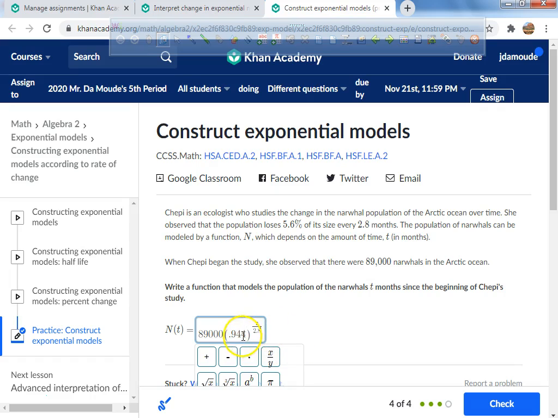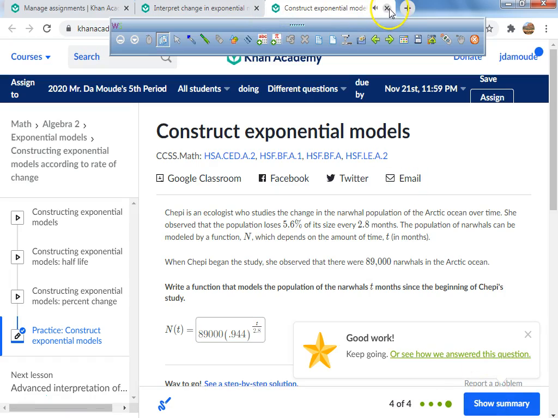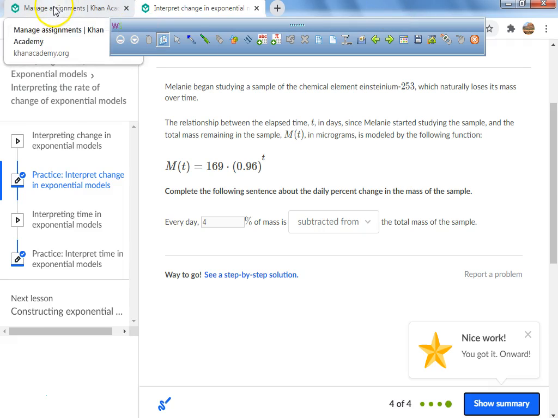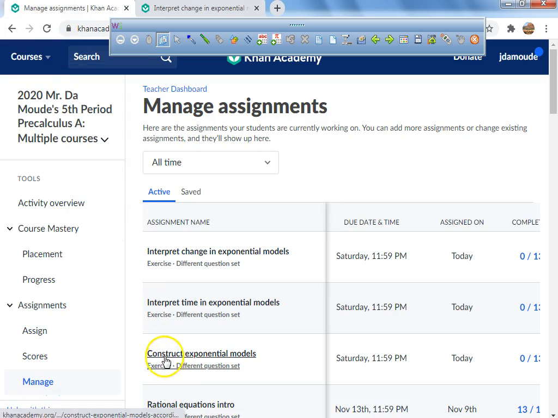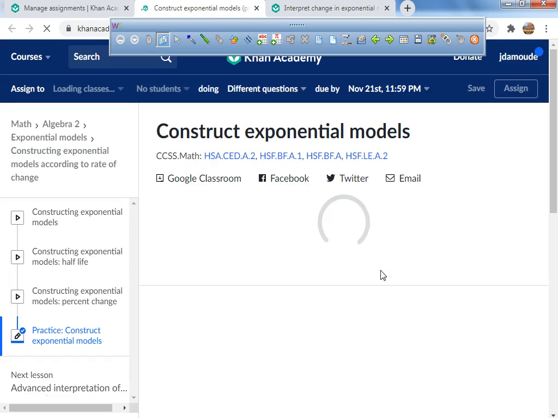I think I got it. 0.944 t over 2.8, 89,000. Voila. Okay? So I'm going to do one more. I'm not going to take as many notes on this one. We're just going to do a few more just so you guys have the idea of what to do.